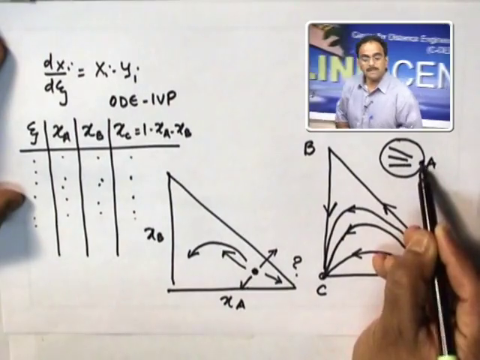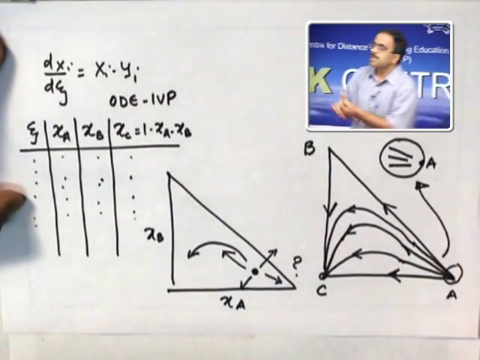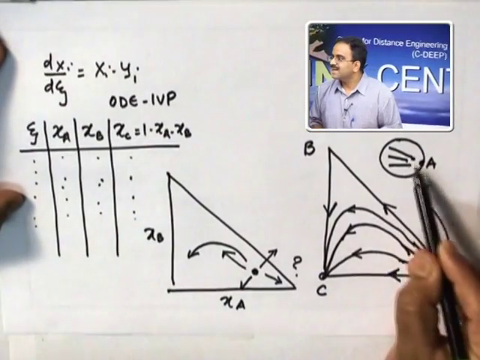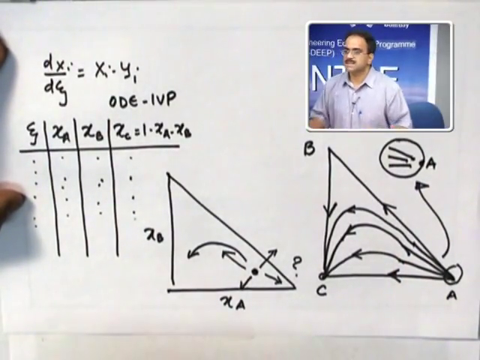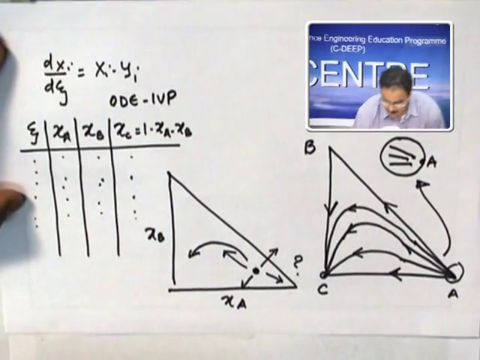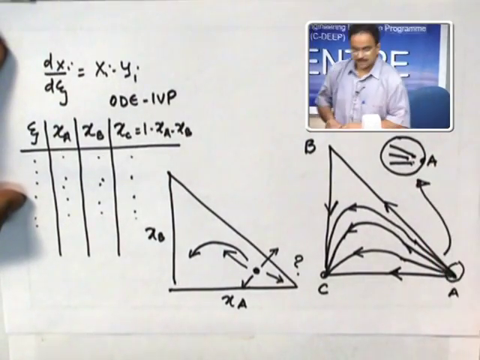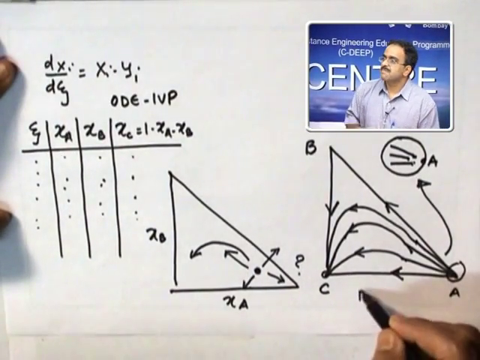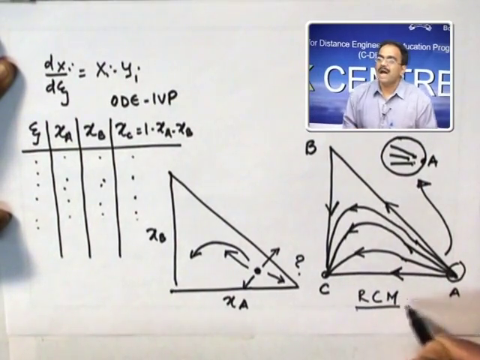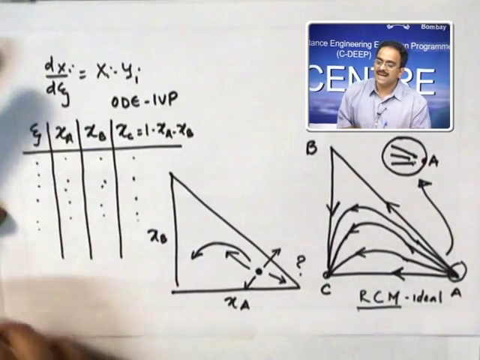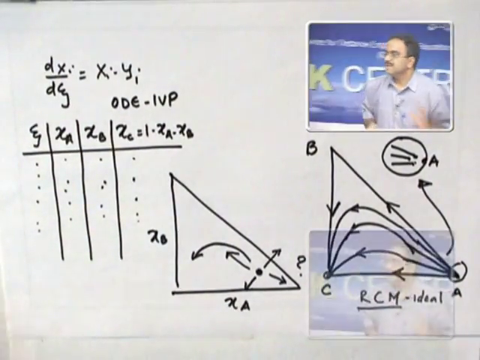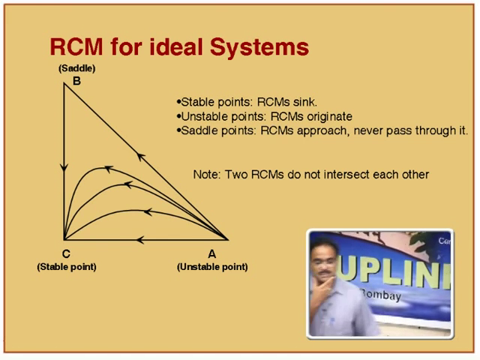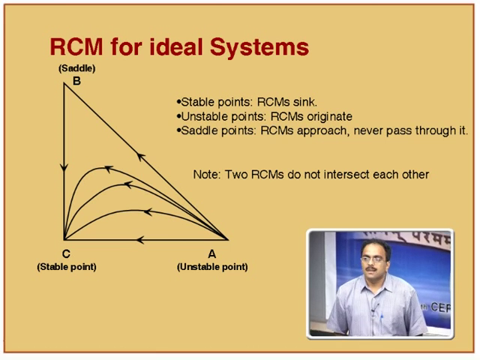and we are going very close to A, that means you have a mixture with A composition 99.99999, not exactly 100. If it is pure A, then there is no question of a ternary system, it is just a single component system. But these points are ternary points. So that is the meaning of it. This is your residue curve map, your RCM, for an ideal system. What if you have an azeotrope? So for an ideal system, this is the residue curve map.